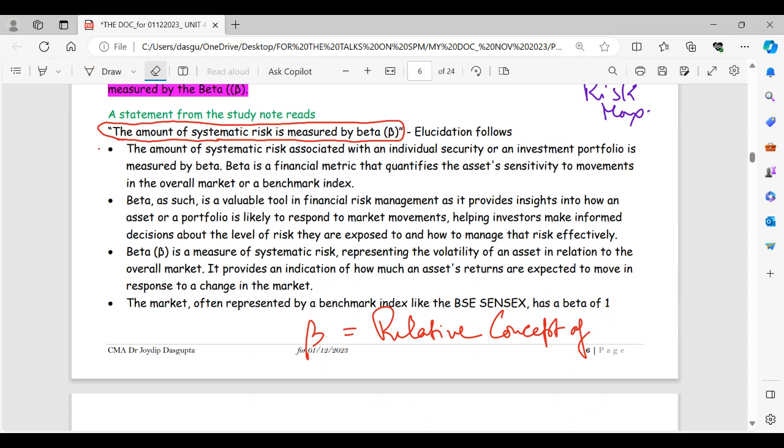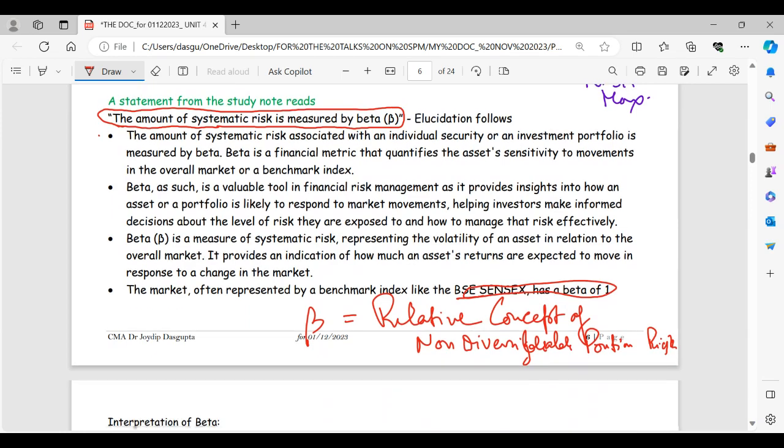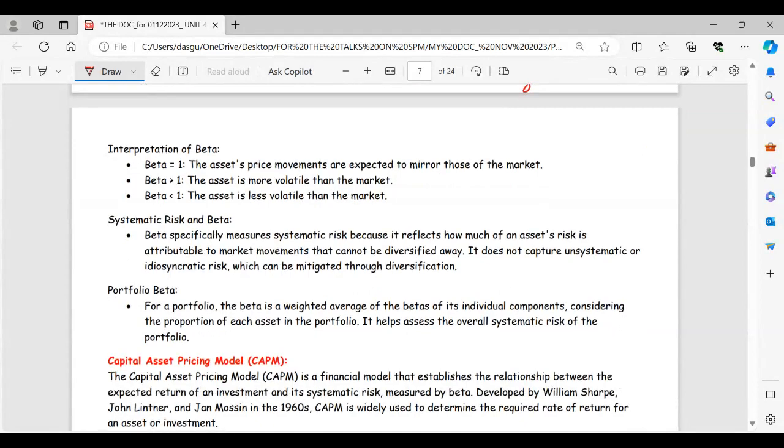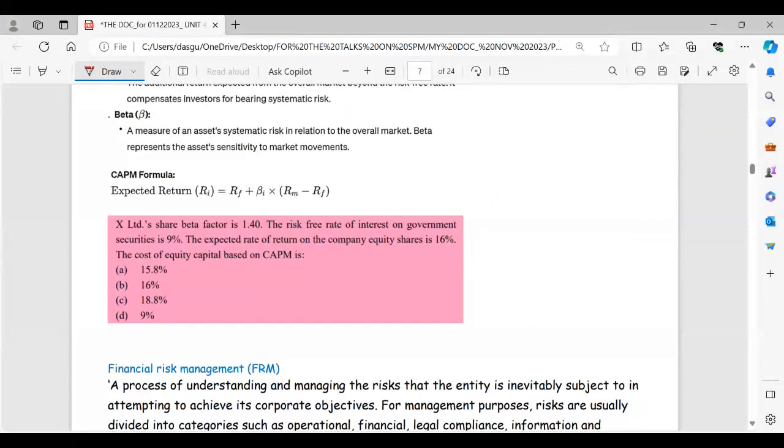Of, I'll say, non-diversifiable risk of the portfolio. And remember that the beta of the Sensex is 1. I know that you have all done this, but just a basic concept, the interpretation of beta, the capital asset pricing model. Of course, this question actually came, so I thought of including the CAPM.